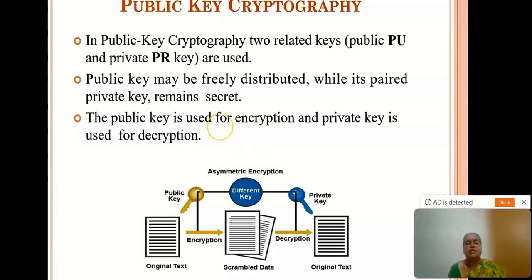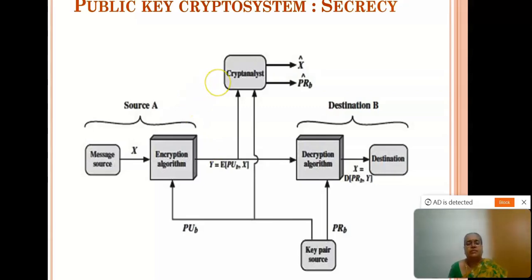Encryption means converting the data from meaningful form to meaningless form, and decryption is reconverting the meaningless data into meaningful form. So for the encryption process, the public key is used, and for the decryption process, the private key is used. This picture depicts the public key crypto system, where we want to transfer data from person A to person B. Let me consider person A as the source and person B as the destination. Every user generates a pair of keys, that is a public key and a private key. The receiver, person B, generates two keys, named the public key PUB and the private key PRB. The public key is announced to the public and the private key is kept secret by person B.